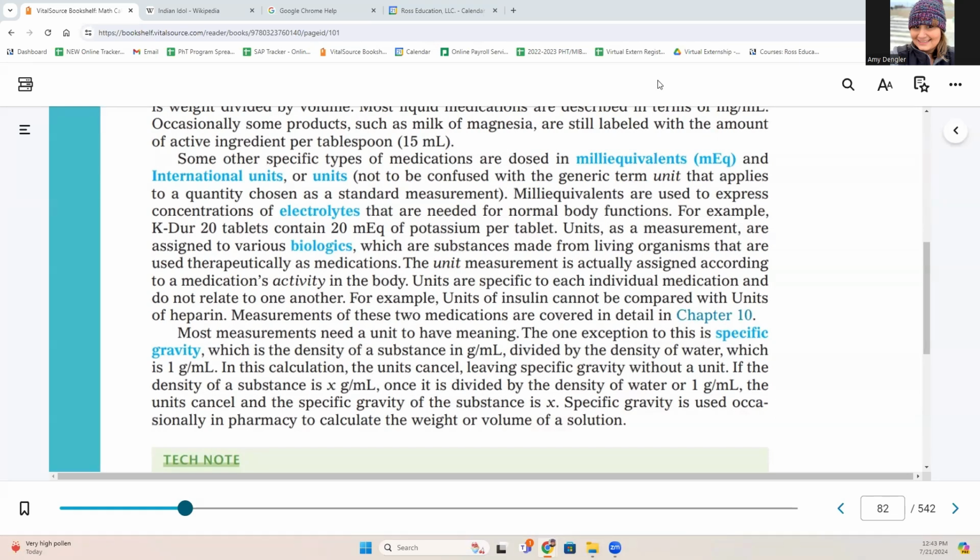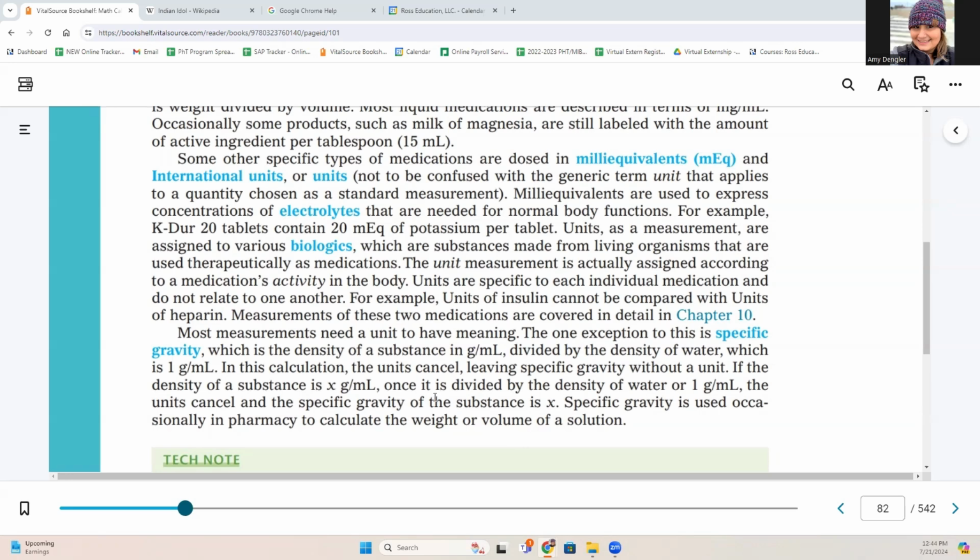Milliequivalents are used to express concentrations of electrolytes that are needed for normal body functions. For example, K-Dur 20 tablets contain 20 mEq of potassium per tablet. Units as a measurement are assigned to various biologics, which are substances made from living organisms that are used therapeutically as medications. The unit measurement is actually assigned according to a medication's activity in the body. Units are specific to each individual medication and do not relate to one another. For example, units of insulin cannot be compared with units of heparin. Measurement of these two medications are covered in Chapter 10.